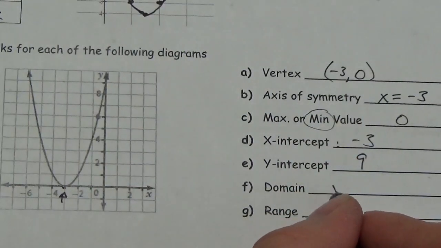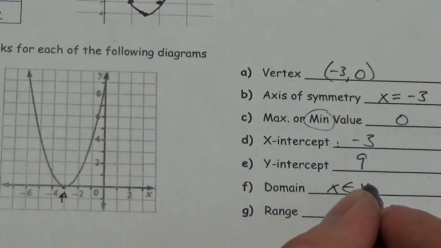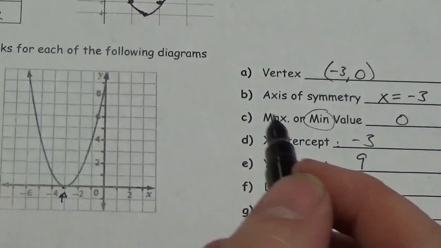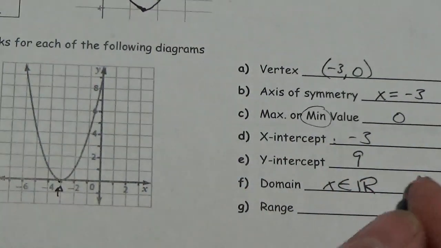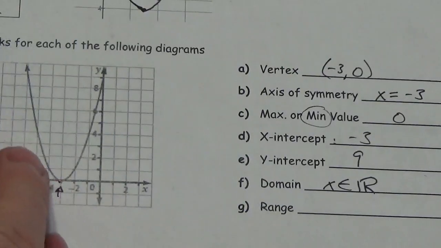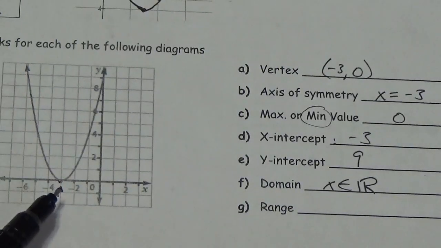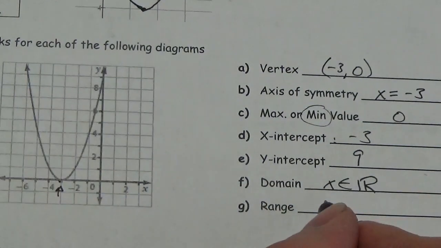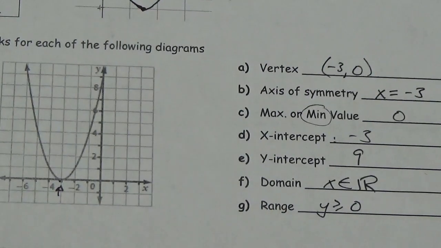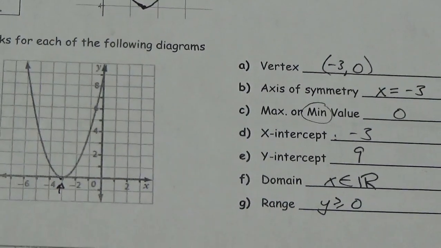My domain, and you're going to see this is going to happen quite a bit here. The domain is all reals. The little arrows there imply that this extends infinitely left and right. And my range, as I scan this thing left to right, my y-coordinates start high, they drop down, and we get to a minimum value here at 0 and then go back up. So all of the y-coordinates on my graph are going to be greater than or equal to 0. Okay, let's take a look at another one.